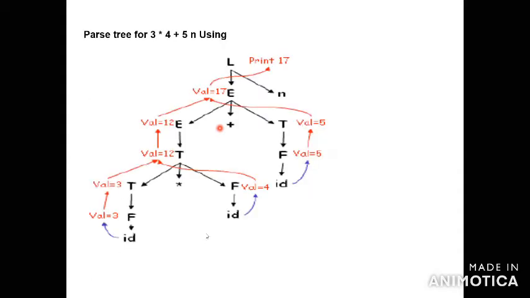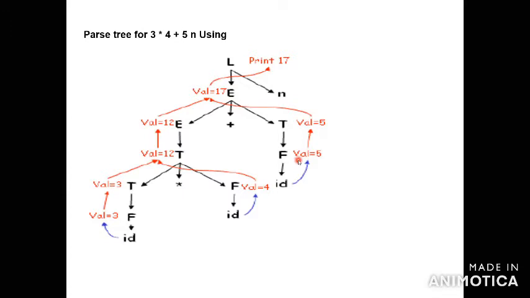Just check, I am giving one parse tree construction. The parse tree construction is for 3 star 4 plus 5 n. So here you can check. This is for the annotated parse tree, and this diagram will indicate the annotated parse tree construction.